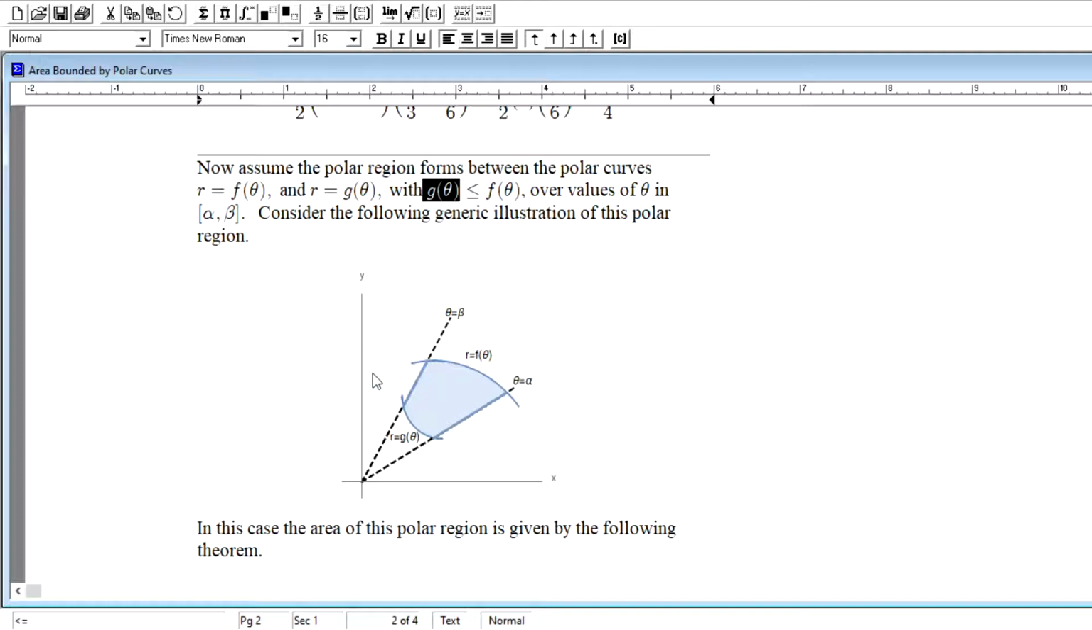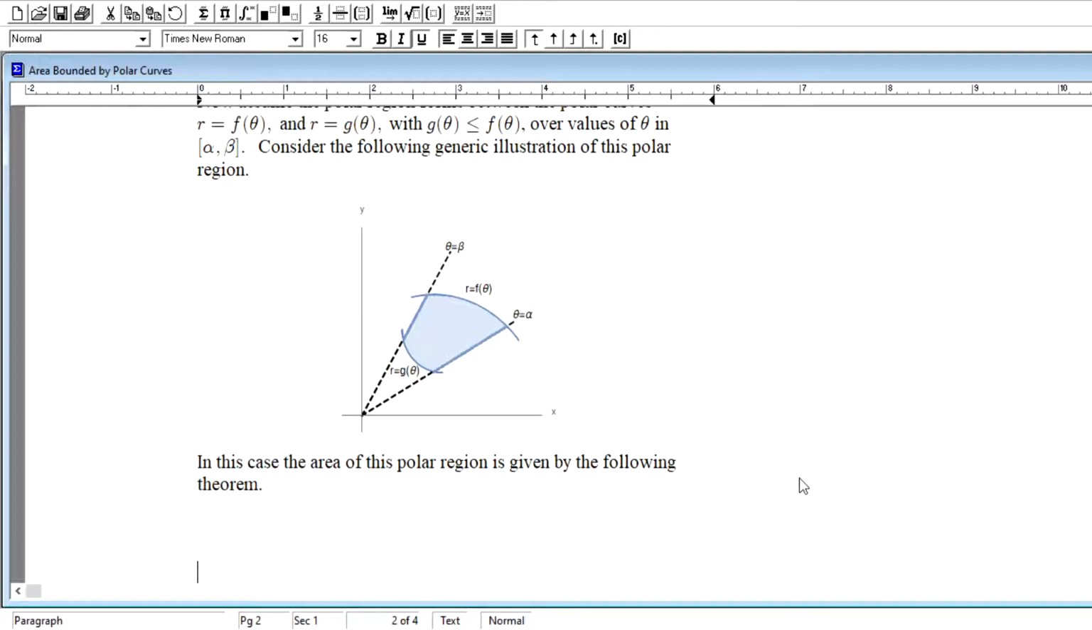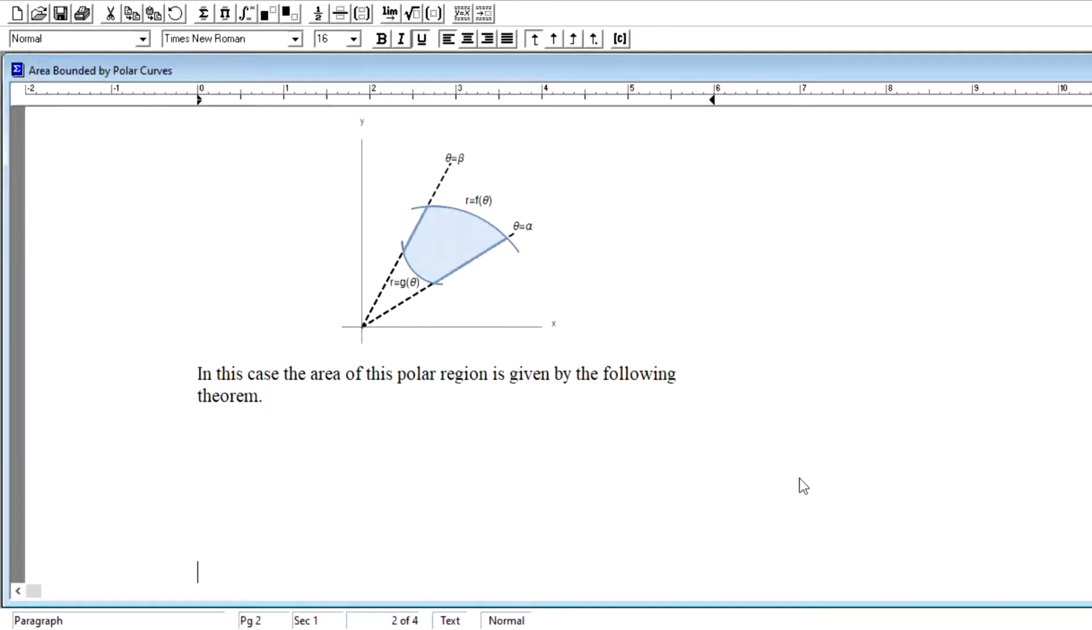So what we're interested in is the region of space trapped between this curve and this polar curve over angle measurements of theta equal to alpha up to theta equal to beta. It defines this polar region, a region that is not necessarily a polar rectangle, but just a polar region trapped between two polar curves. Now, in this case, the area of that polar region is going to be given by the following formula.